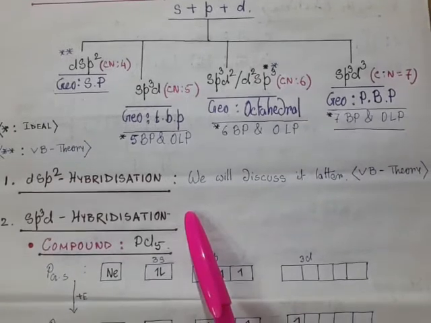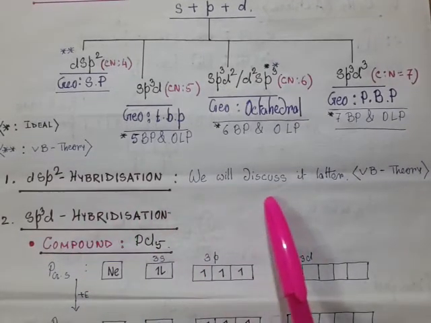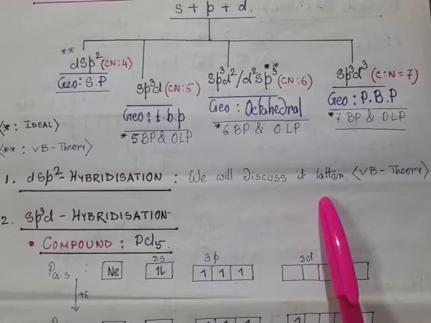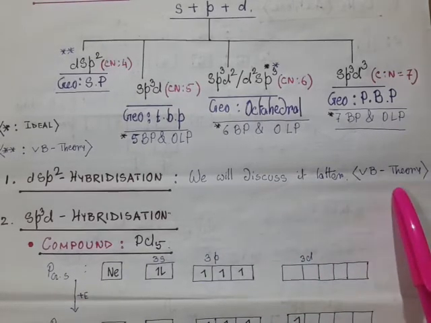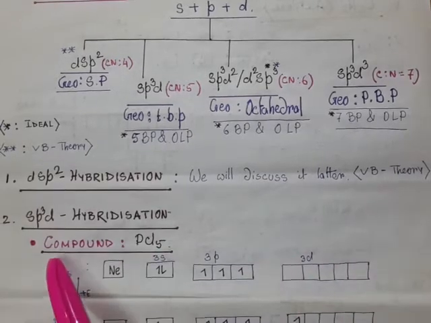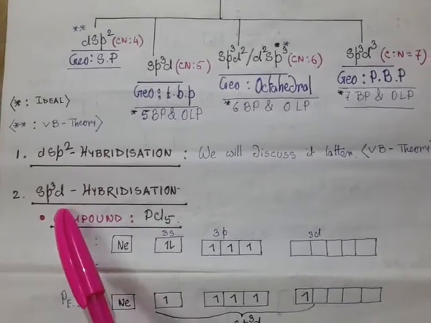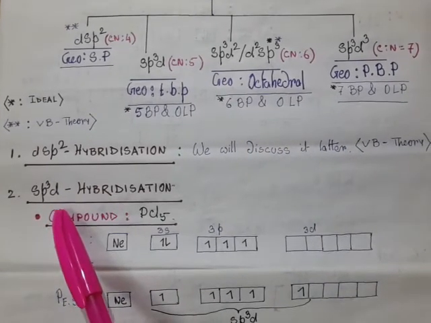So as I told you, in case of dsp2 hybridization, we will discuss it in the latter part of the chemical bonding lecture, it means in the case of valence bond theory. So straight away we are introducing sp3d hybridization. This will be the sp3d hybridization. Let us take an example.